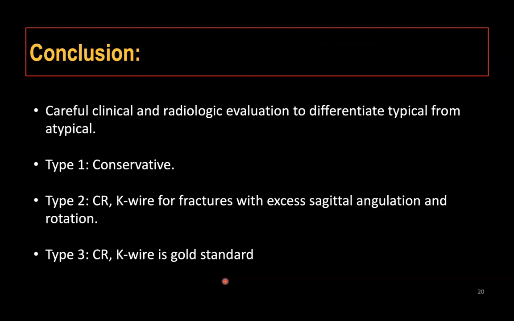So to conclude, careful clinical and radiological evaluation is important to differentiate typical from atypical fractures. Type 1 fractures, the majority of these are treated conservatively except for the rare exception of fractures with medial column comminution. In type 2 fractures, closed reduction and K-wiring is done for fractures with excessive sagittal angulation or with malrotation. And in type 3 fractures, closed reduction, K-wire and cast is the gold standard of treatment.